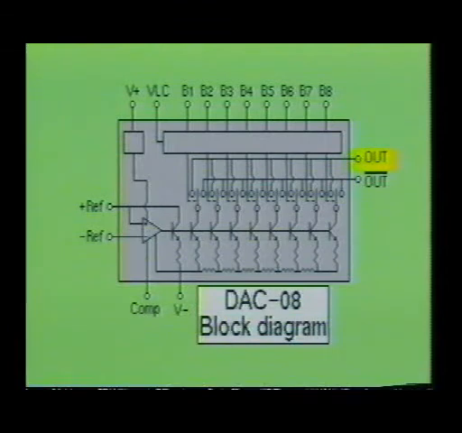The true output will increase from 0 to full scale as the input increases from hexadecimal 00 to hexadecimal FF. And the complemented output will decrease from full scale to 0 as the digital inputs increment over the same range. The DAC08 device can operate at frequencies up to 1 MHz and requires a DC power supply voltage of typically 12 to minus 15 volts.